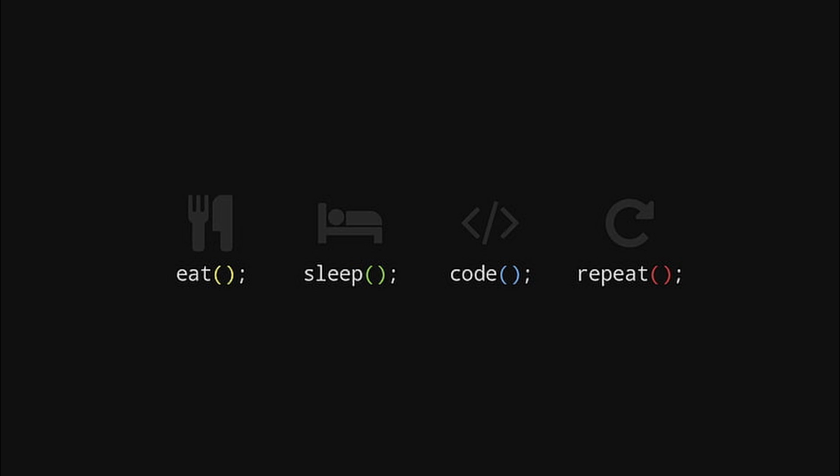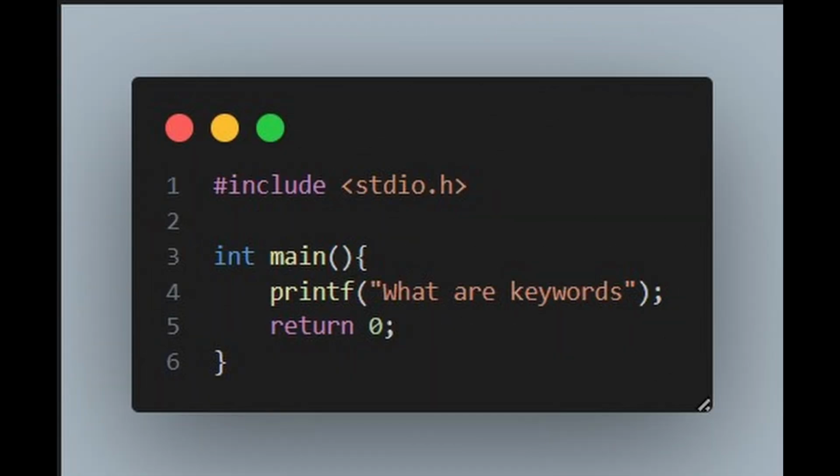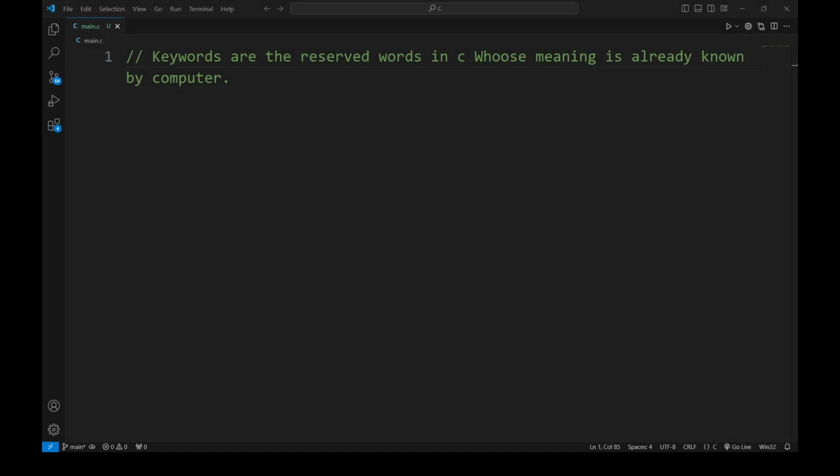In today's video, we are going to cover what keywords are. So now let us look at what keywords are in C. Keywords are the reserved words in C whose meaning is already known by the computer.